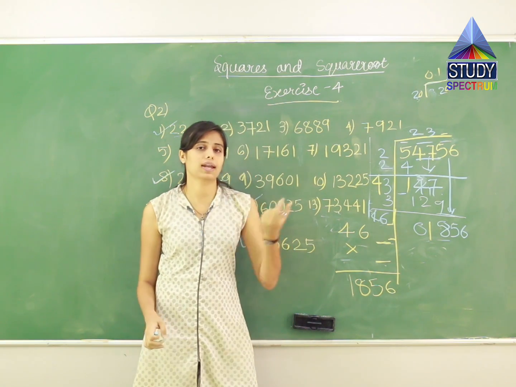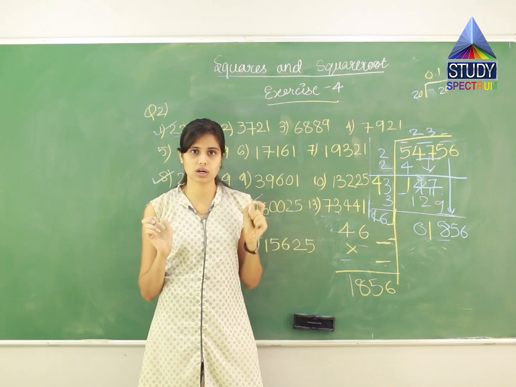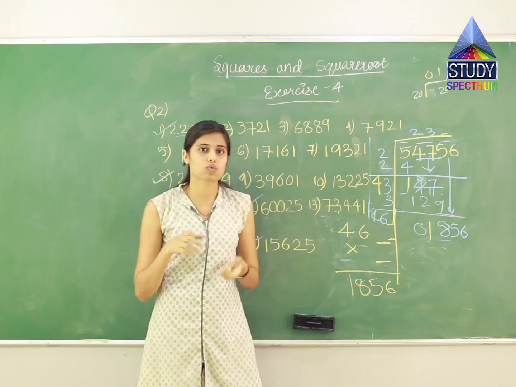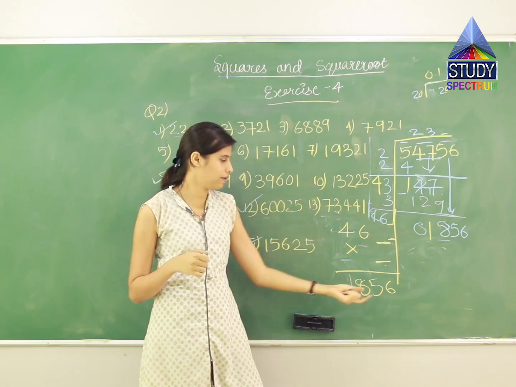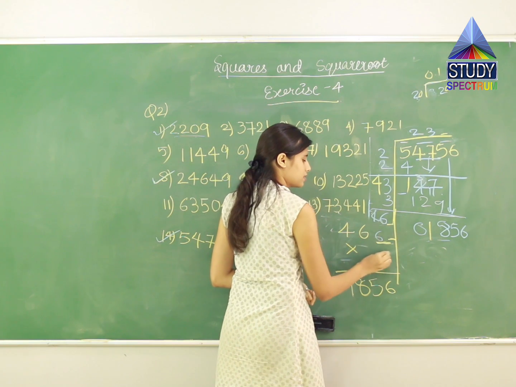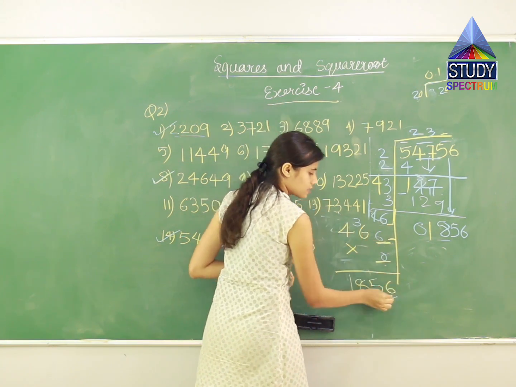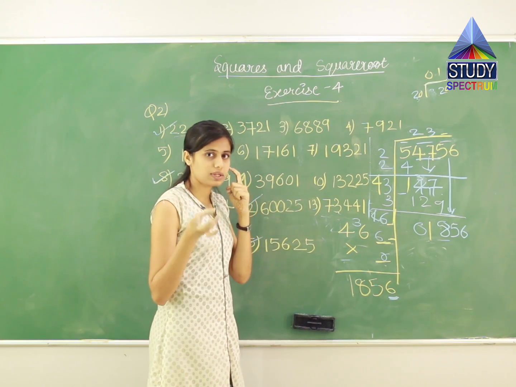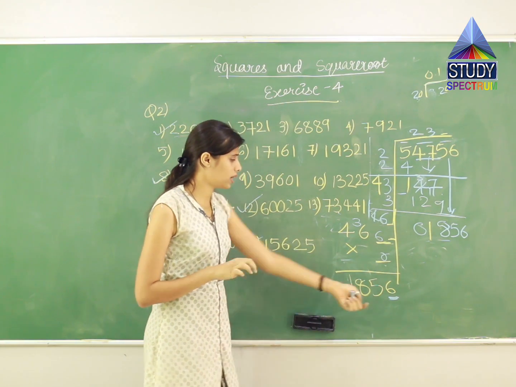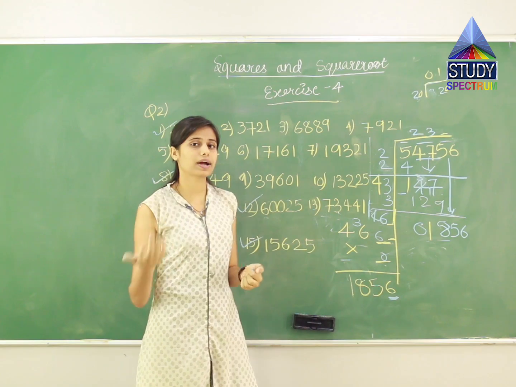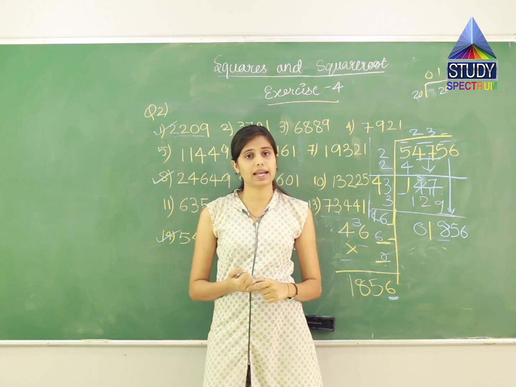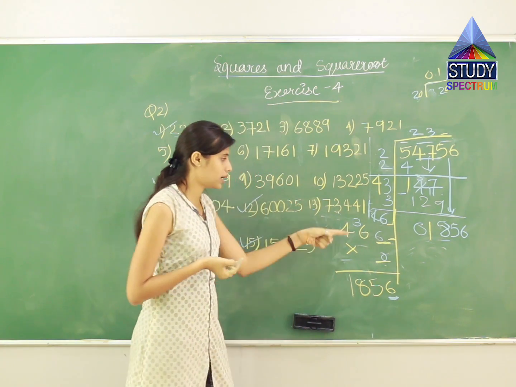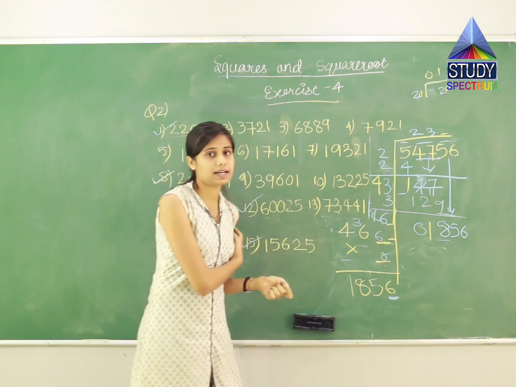Now tell me whose square has 6 at the end. 6 6s are 36. So 6 square has 6 at the end. So let us try with 6. 6 6s are 36. So 6 over here. 6 6s are 36 plus 3, 37, 38, 39. No, we don't have 9 over here. So we will find another number which has 6 at the end. 2 2s are 4, 3 3s are 9, 4 4s are 16. So let us try with 4 because 4 also has 6 at the end.